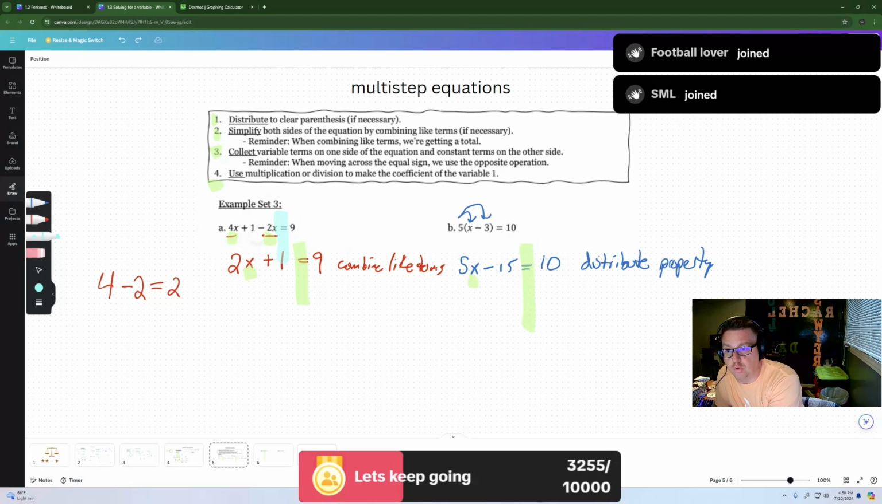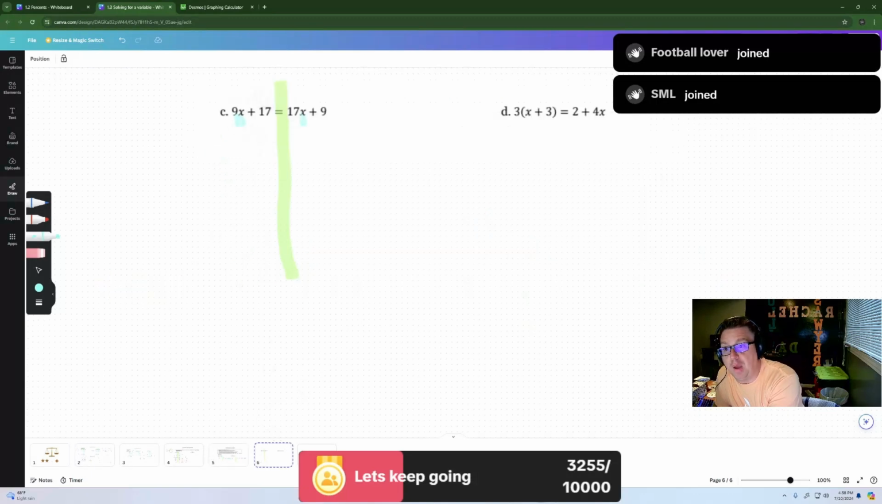And you can see the two greens are on the same side. That's what indicated to me to combine like terms. So if the highlights are on the same side, we combine like terms. If they are on opposite sides, what we want to do is throw all the x's on one side or the other and throw all the numbers on the other side. As long as you do good math, you can do it either way. So I can subtract 9x from both sides, or I could subtract 17x from both sides.